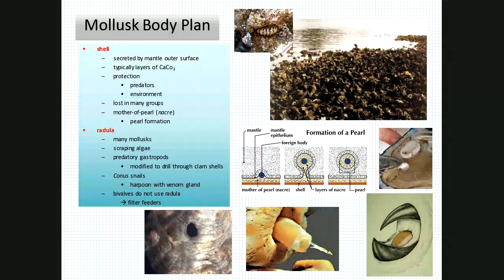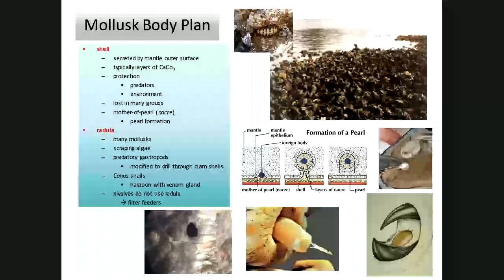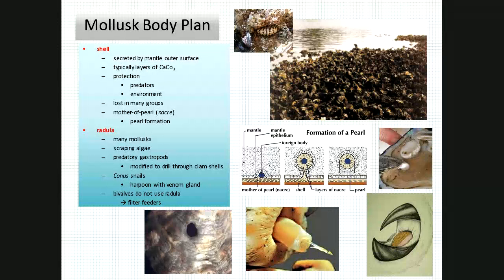Predatory gastropods can modify the radula and use it like a drill, like you see in the picture right below there. That's a hole through another bivalve that some predatory snail, a gastropod, had drilled, and then obviously digested the contents. Conus snails have taken their radula and turned it into a harpoon. In that little picture on the right, see the harpoon with the hook, the barb coming back, with a venomous gland. I think there are some reported deaths of human beings from being hit by conus snails and their harpoon radula.